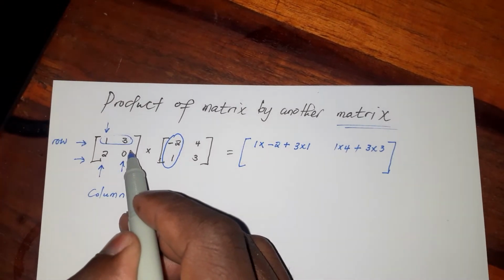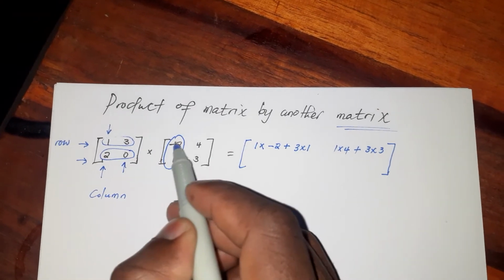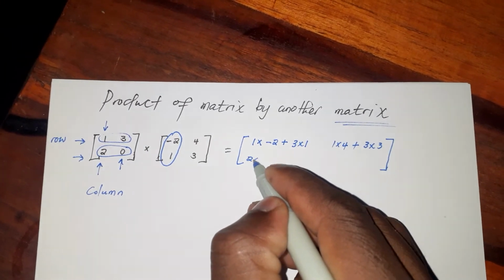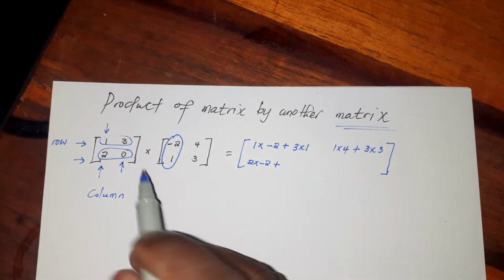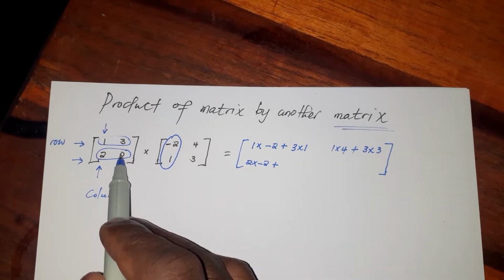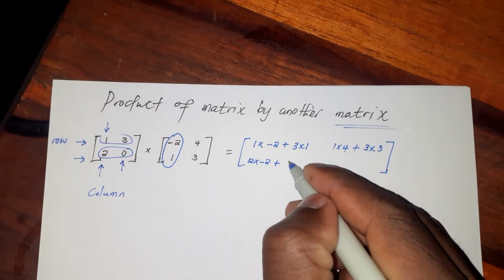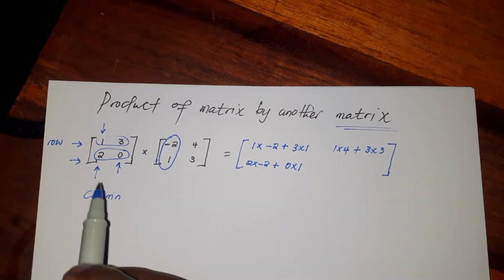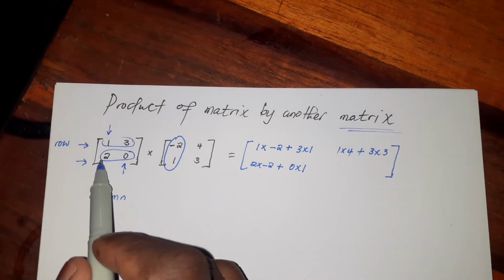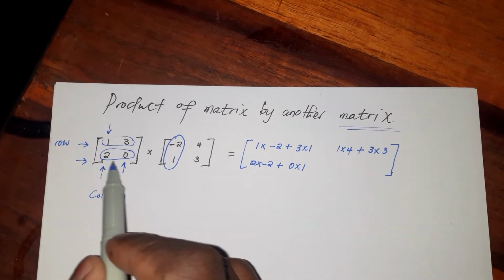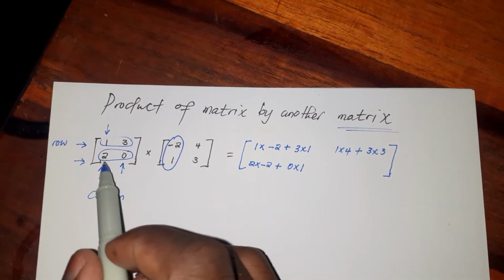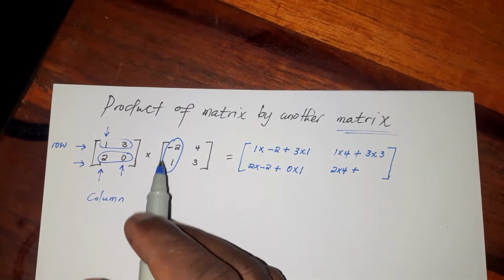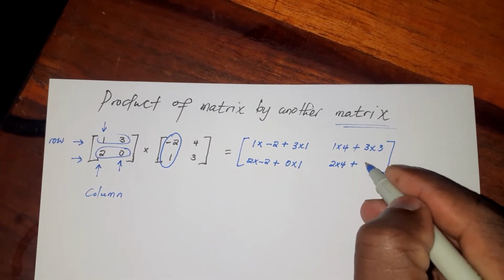After that, we move on to the second row and the first column. 2 times -2, and then plus 0 times 1. We move on to the other point. We still take the second row, we multiply by the second column. 2 times 4 plus 0 times 3.